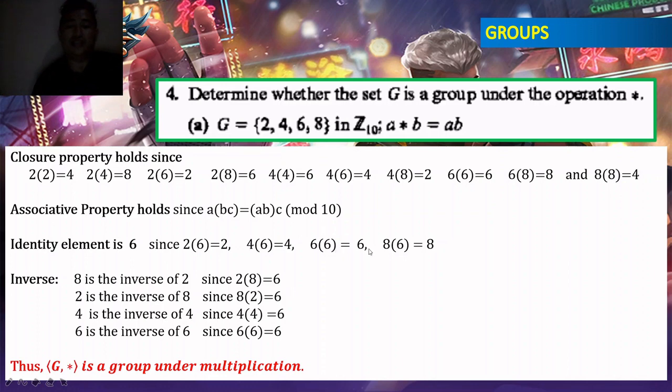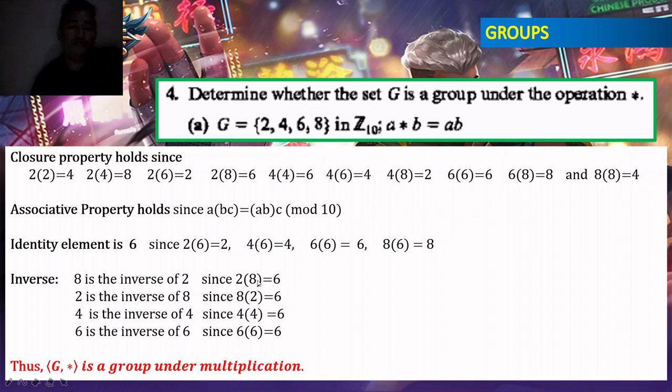So 6 times 6 is 36, which is 6 in Z10. And then 8 times 6 is 48, which is equal to 8 in Z10. So 6 is indeed our identity, class. The identity element is 6. So, the inverse, class. What do you multiply so that the result is 6? Since 6 is the identity here.